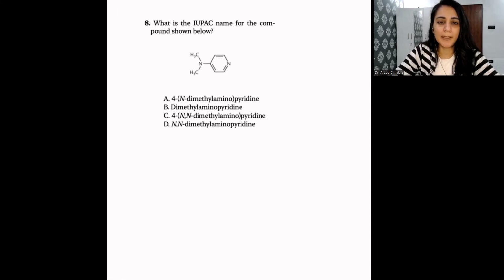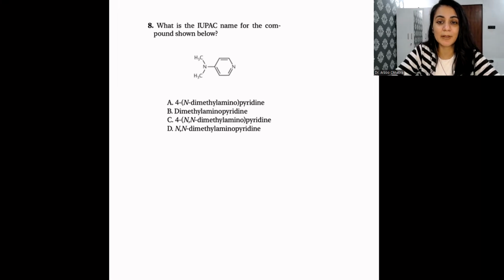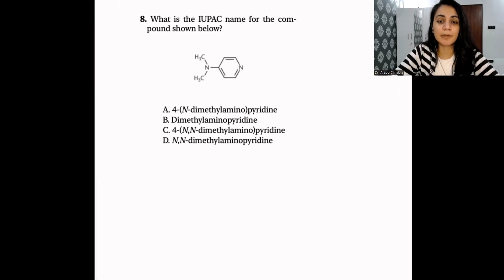What is the IUPAC name for the following compound? It's also a really good problem because when I was looking at this problem, they're really making sure that you're paying attention to details or not, right? So for N-dimethylaminopyridine, which kind of makes sense, and add the fourth carbon, yes. Dimethylaminopyridine is a second option, where they don't really mention anything about the number, and that's the problem.